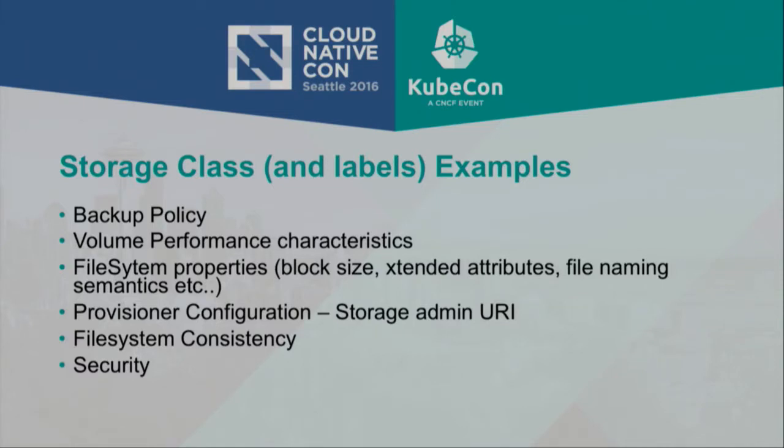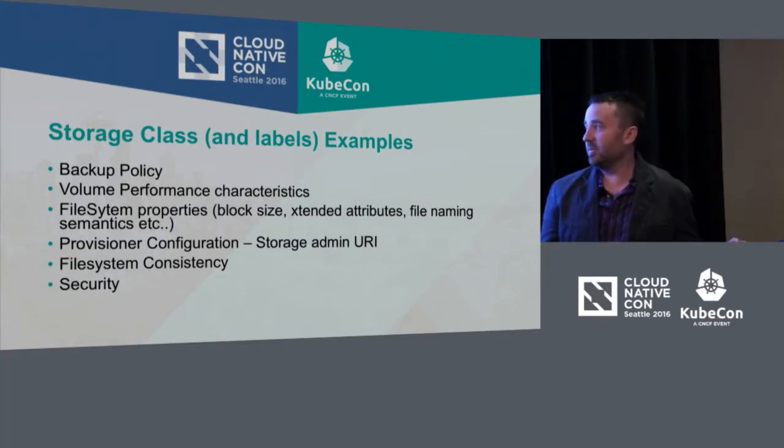So similar use cases to labels. It could be backup policy. It could be volume performance characteristics. You could have unique file system properties that you want to select for, say the file naming size, if a file system supports extended attributes. Maybe there's consistency modeling. You want to say that one particular storage class has strict consistency, the other one, the consistency is relaxed. There may be provisioner configuration specified in your storage class, and these are parameters that actually go to the provisioner when it's creating a new volume of that particular storage class. Or it could also have some security information supplied. But again, the framework doesn't care about the properties so much. These are really meanings that are communicated between the developer and the administrator.